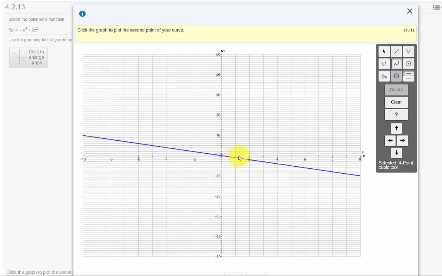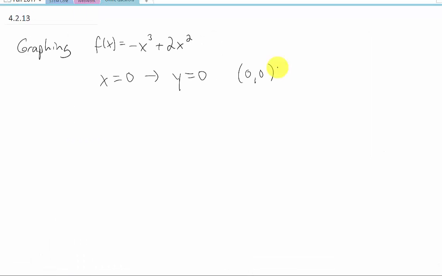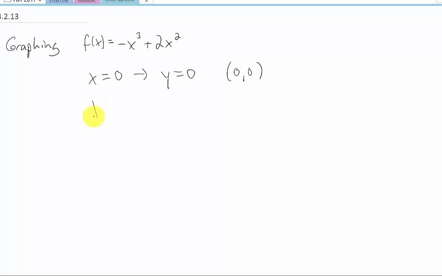That's our first point. Now, the graphing tool is going to ask you for 3 more points. So we have to figure out what those 3 points are going to be. I'm going to switch over to some notes here. We already figured out that x equals 0 leads to y equals 0, so we have a point 0, 0. What if we plug in x equals 1?